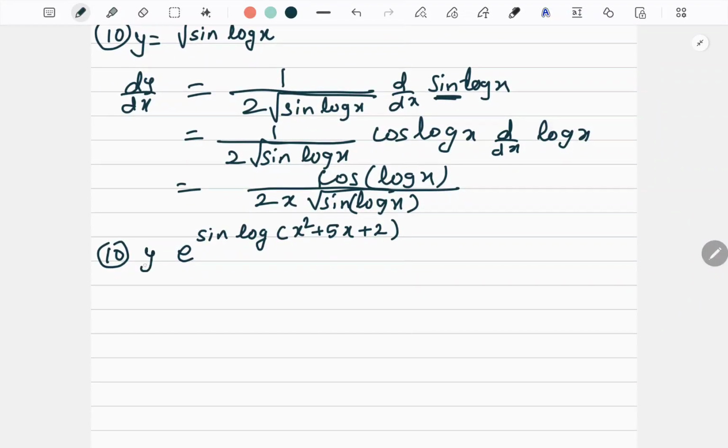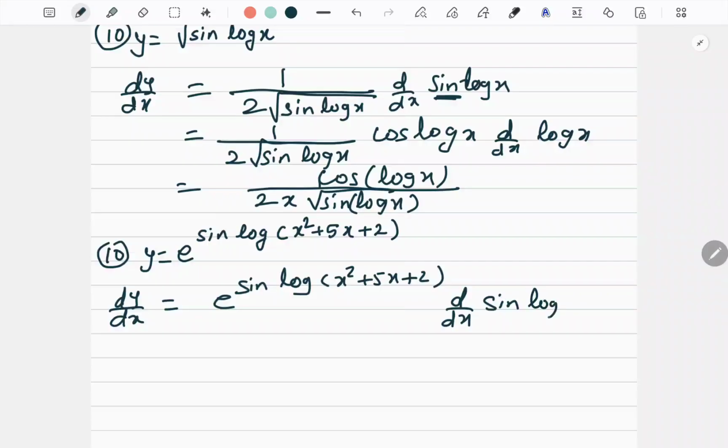e to the power sine log of something in the bracket. First, dy by dx: differentiation of e is the same. So e to the power sine log (x square plus 5x plus 2), and d by dx of sine log (x square plus 5x plus 2). Right? So this one I have solved.